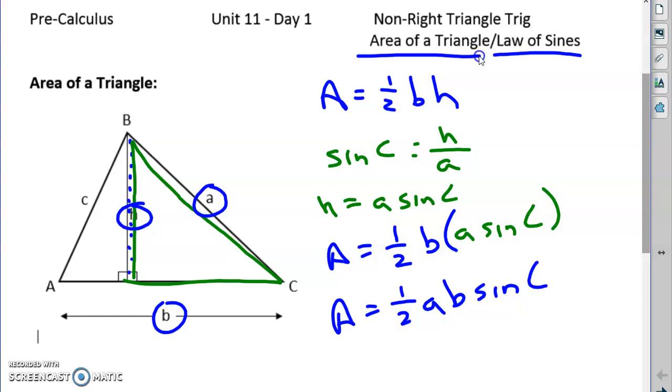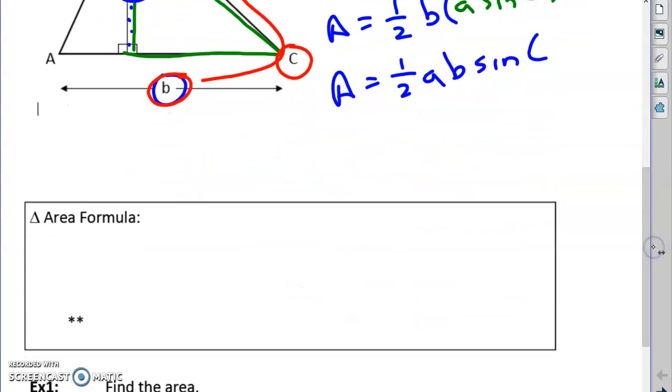How we're going to interpret it? It's a corner. One side, the inclusive angle, and the other side. Area formula: A equals 1/2 side times side times sine of the inclusive angle.